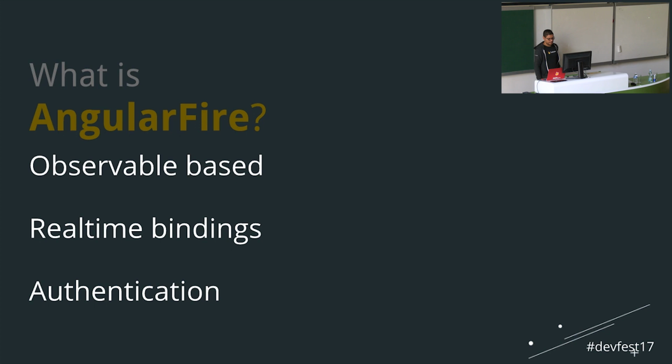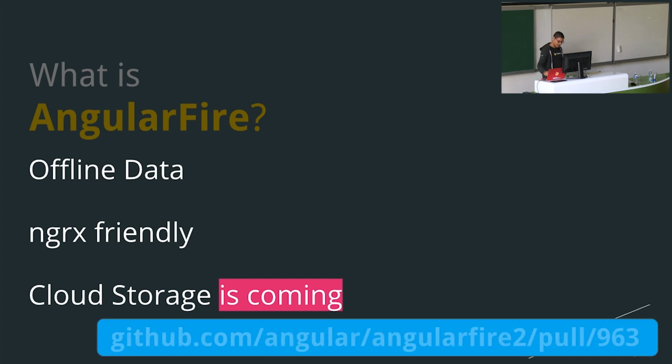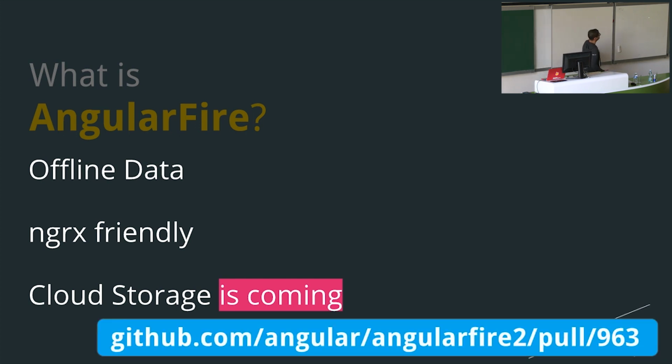So we have observable-based, real-time bindings, authentication, offline data, NgRx-friendly, and cloud storage is coming. And if you really need to use cloud storage with Angular, you can go to this pull request and say, hey, James, please make it work. We need it. But while it's still a work in progress, you can use the JavaScript SDK to be able to use cloud storage.